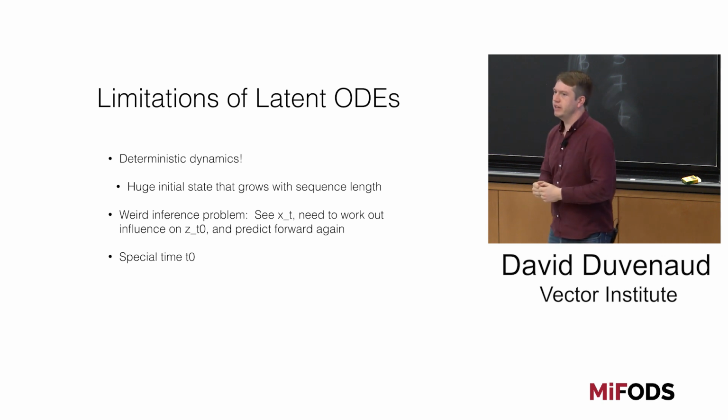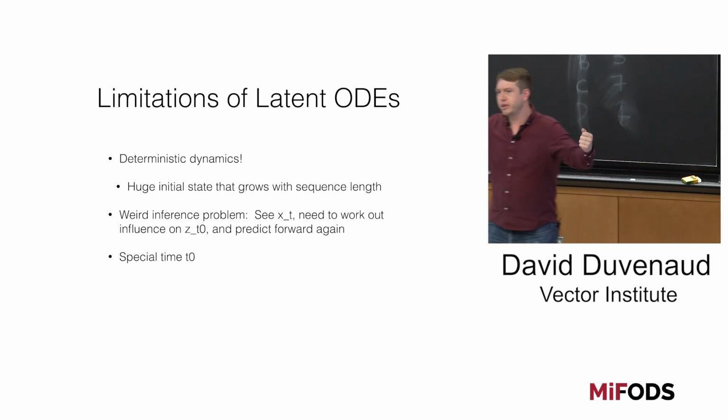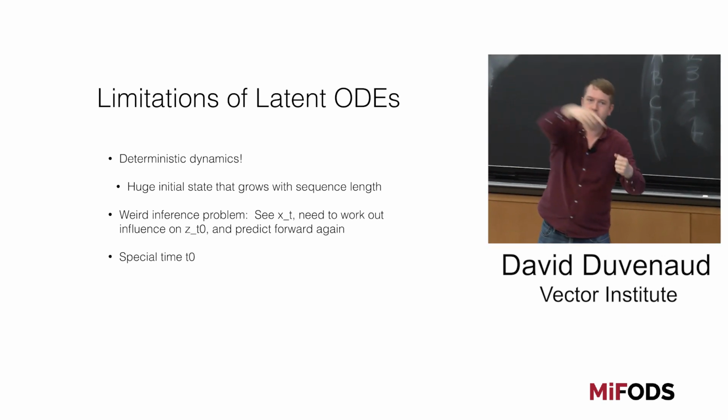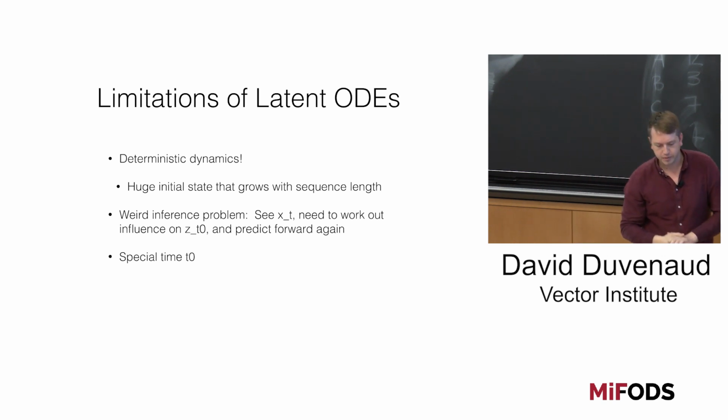But it's really weird to have these deterministic dynamics. And as we make our time series longer that we're trying to model, we have to stick more and more information into this initial condition. And it's really weird to think that if someone gets hit by a car when they're 20, it was somehow foretold by their initial condition. That just doesn't make sense.